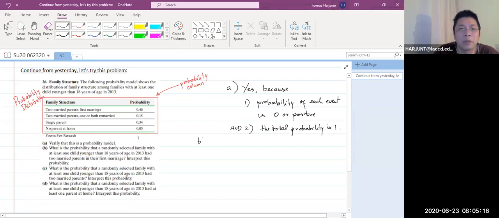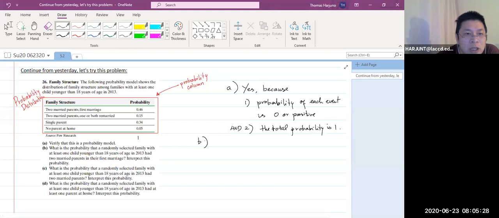Okay. Now part B. What is the probability that a randomly selected family with at least one child younger than 18 years of age in 2013 has 2 married parents in the first marriage? Two married parents in the first marriage. So it refers to this one.